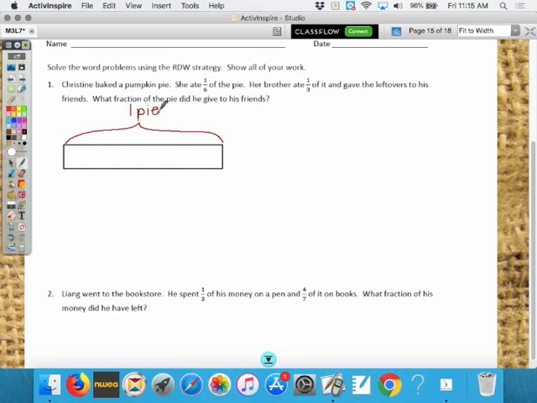Okay, so we have Christine, her brother, and the leftovers. How many parts do we need in our tape diagram? 3. Very good. So we've got Christine, and it doesn't matter the size, we're just organizing information. We've got her brother, and we've got what was left. So how much did Christine eat? 1/6. How much did her brother eat? 1/3. And how much was left?